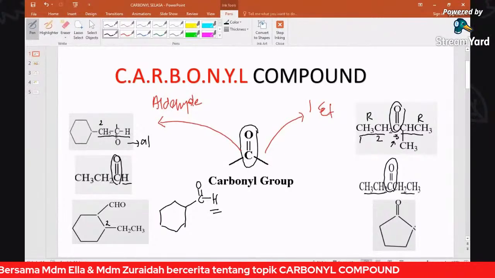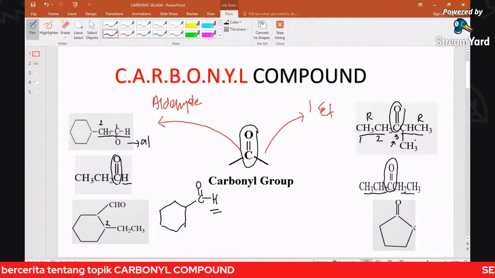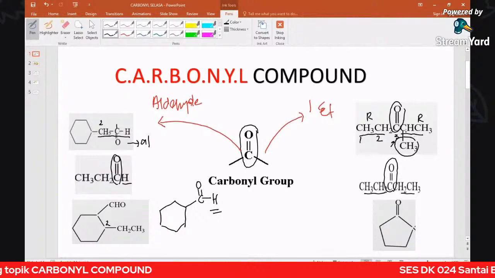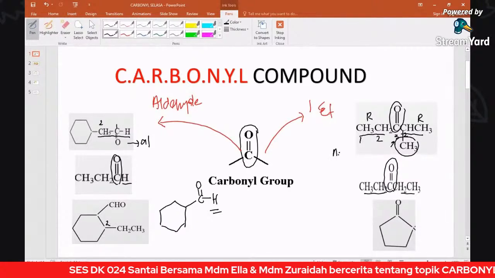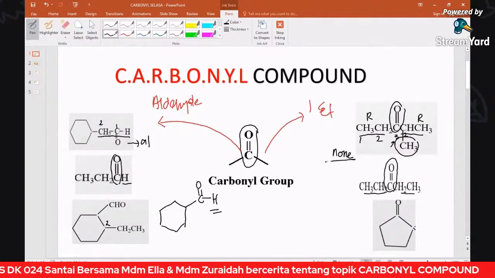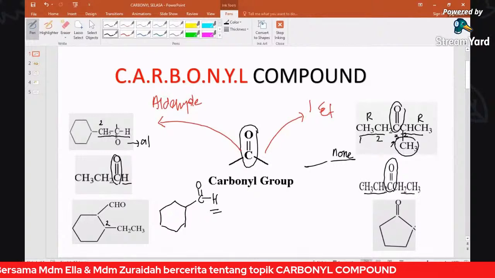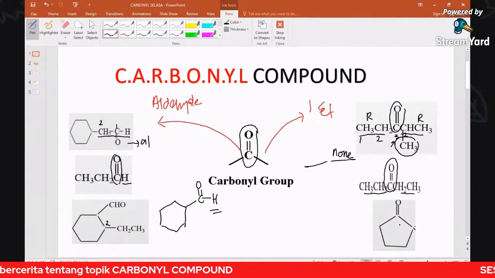3-pentanone. 1, 2, 3, 4, 5. 3-pentanone, and we have 2-methyl, so 2-methyl-3-pentanone. The ending is "-one". And then we have cyclopentanone.